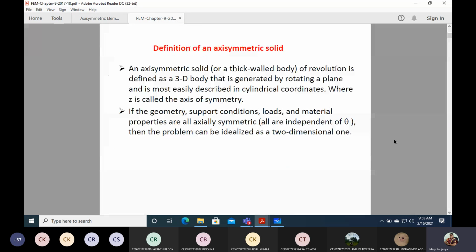So we are dealing here with the axisymmetric problems. In the third chapter, when we started seeing about the formulation of FEM, I have shown you how many types of elements we have. Under that, we have discussed about axisymmetric problems also. I mean axisymmetric elements. Anybody remember, or can you tell what is axisymmetric elements?